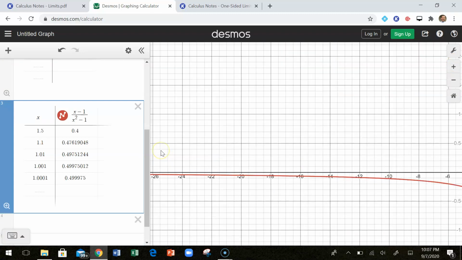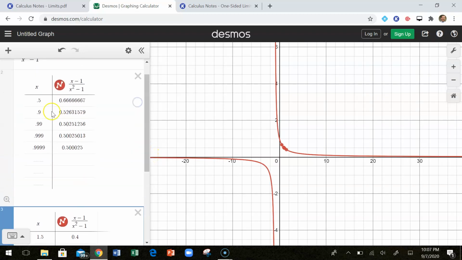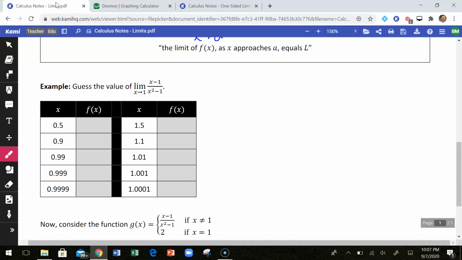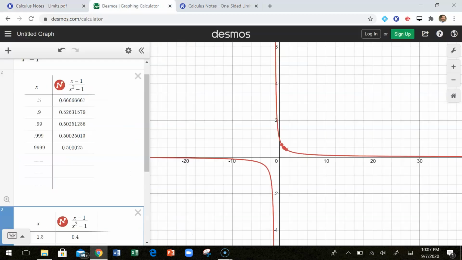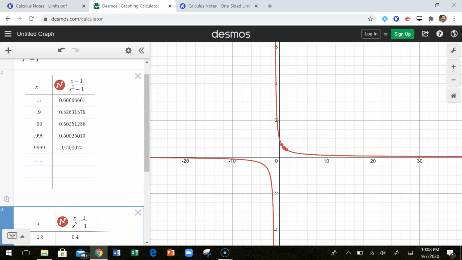And then what we've done here, or what I've done, is I have made a couple of separate tables to match those tables that you see on the notes. So starting at an x value of 0.5, what is the y value? Well, it's 0.6 repeating, so that y value would be 2/3. I'll just put 0.6 repeating. 0.9, I'm going to do about 4 decimal places here. So 0.5263. 0.99 is 0.5025.